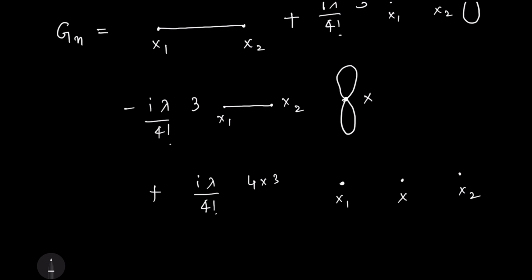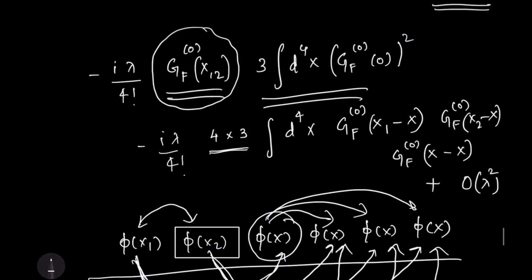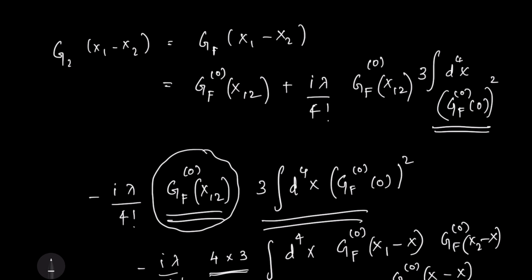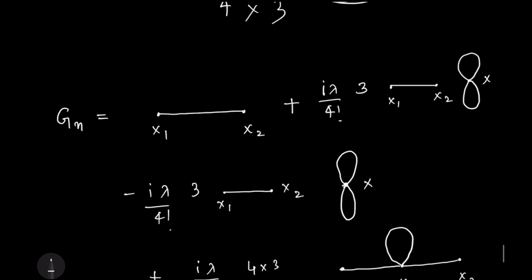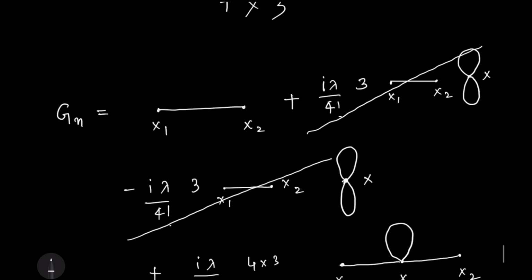So x1 has to interact with x. So this is the interaction between x1 and x. Then I need an interaction between x2 and x. So there is an interaction between x2 and x. Now x has to interact with itself, and all the interactions are in a single diagram. So this is the diagrammatic representation for this analytical expression, plus higher order terms in perturbation, lambda. Here you can see the second term and the third term are exactly equal and opposite in sign, so they will cancel. So the remaining terms will survive, right?